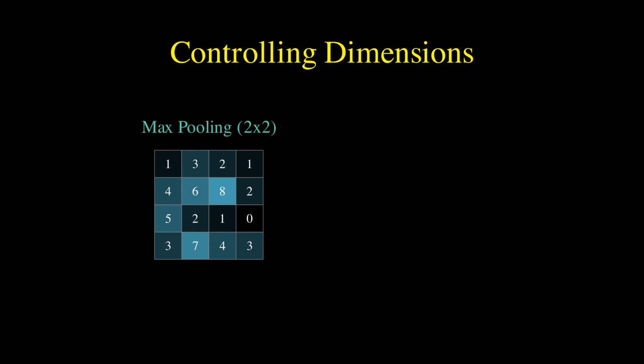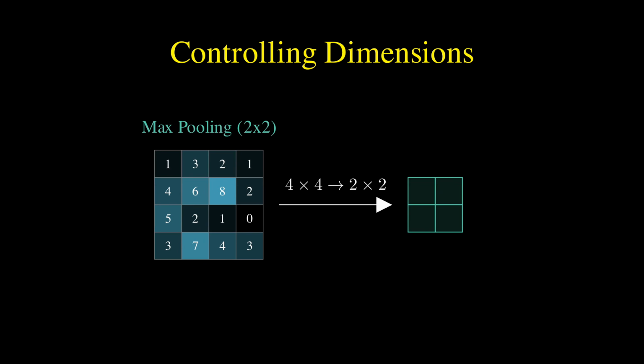Take this 4x4 grid. We slide a 2x2 window across it, no overlap, and from each window, we simply take the maximum value. The top left window has values 1, 3, 4, and 6. The max is 6. Top right, the max is 8. Bottom left, 7. Bottom right, 4. So a 4x4 map becomes a 2x2 map. We've cut the spatial dimensions in half just like that.